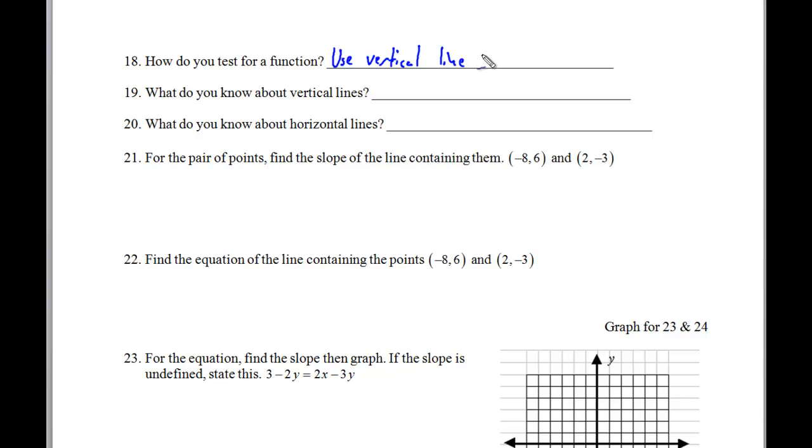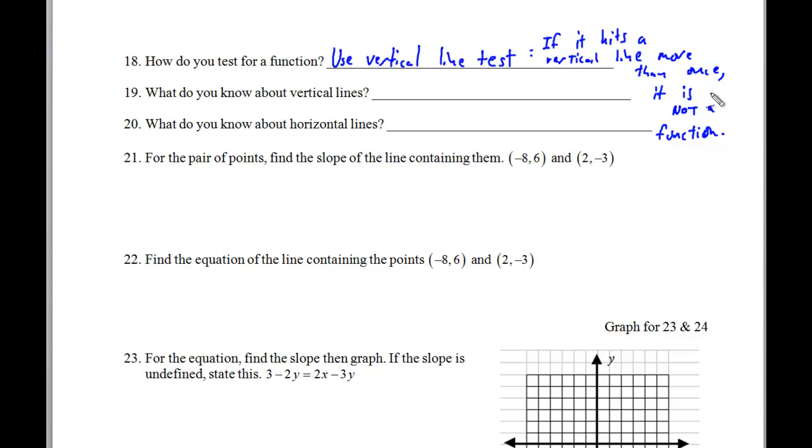Please don't abbreviate this. Use the vertical line test, and see if it hits a vertical line more than once, it is not a function. So the vertical line at any moment has to only touch the line that we're testing once, and if it touches it more than once, then it's not a function.